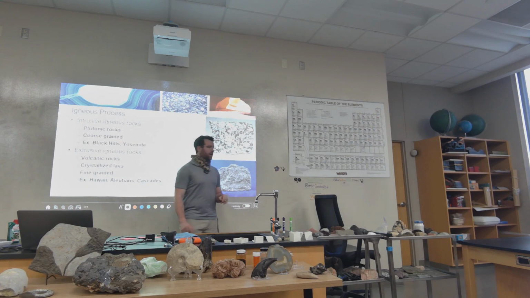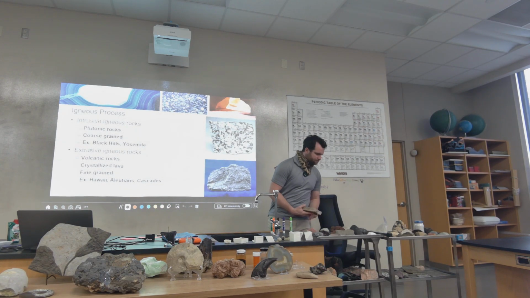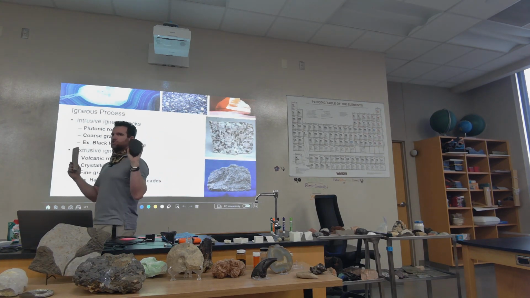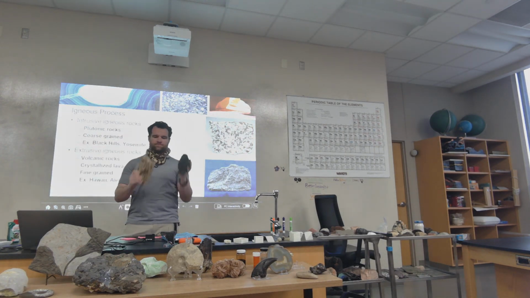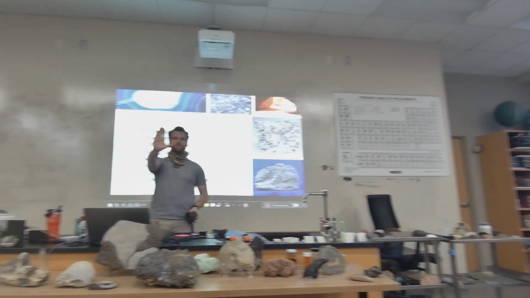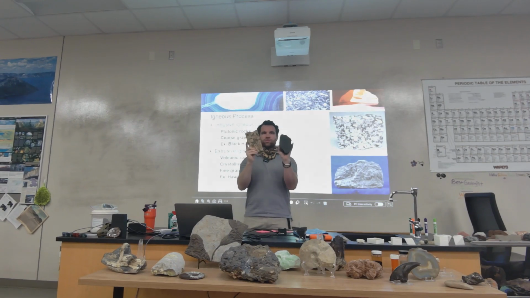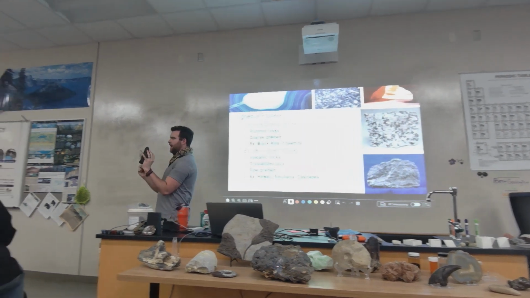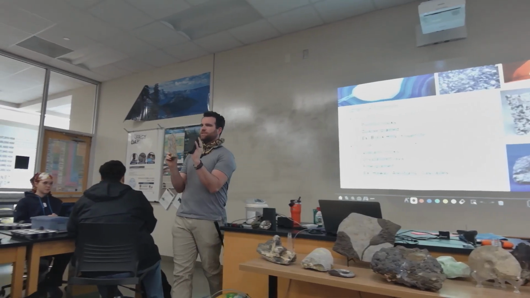I look at the rock itself. Here I have granite, and here I have basalt. Right off the bat, just looking at these, what can you tell me about them? Describe how they look different.